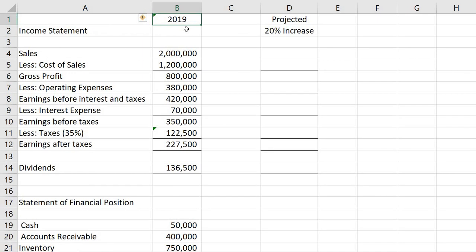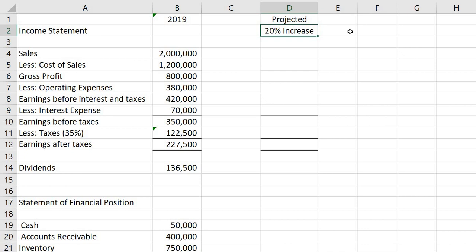Now, what is required in this illustration is for us to prepare a projected financial statement so that eventually we will be able to compute our additional financing need, if there is any. So, how do we do it? If you're going to prepare your projected income statement, first, let's check how much the increase in sales is, because that is the heart of our projection, the increase in sales.